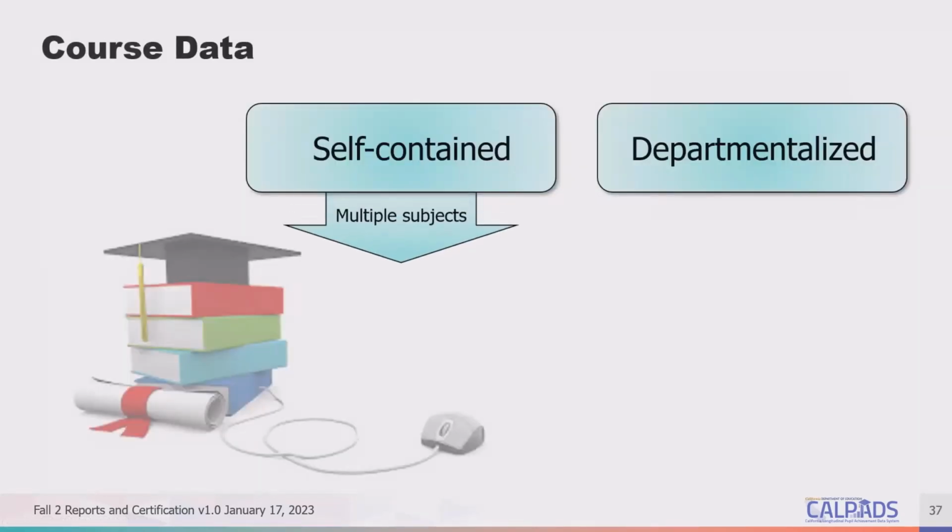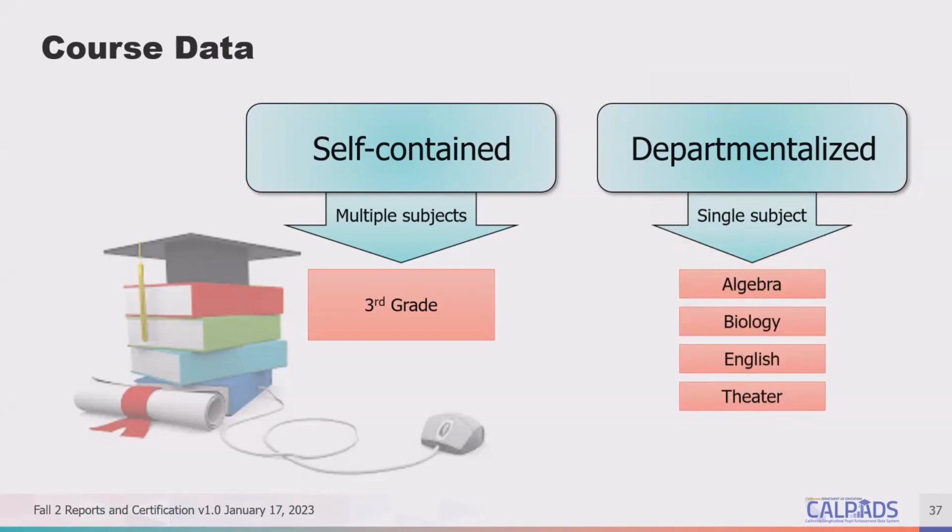So there are 2 types of courses submitted for Fall 2. There's self-contained, state course code 1000. Any multiple subject course is a self-contained course. And then departmentalized courses, single subject courses, often found between 7th and 12th grades, but not exclusive to 7th and 12th grades. So for instance, Karen mentioned itinerant staff. Often we find itinerant staff teaching PE in elementary school. They pull the students out of their self-contained course, 3rd, 4th, 5th, 6th grade, and they do PE.